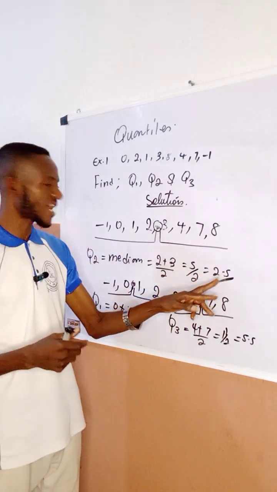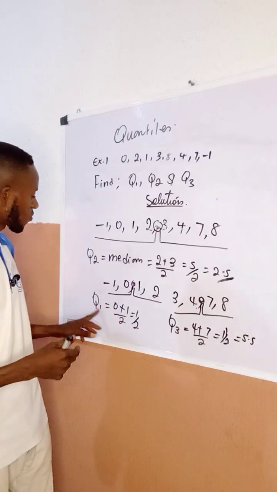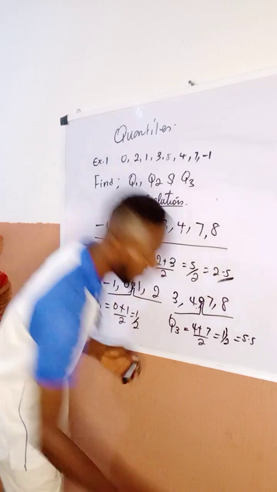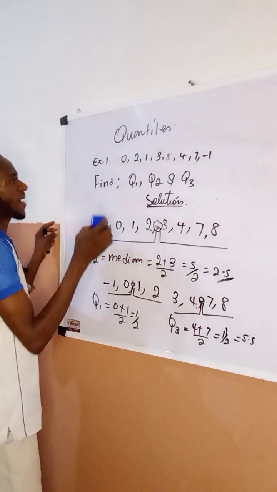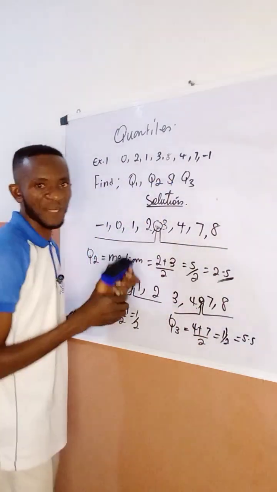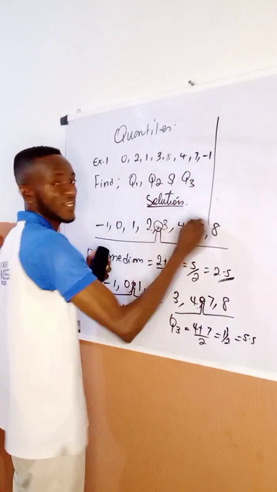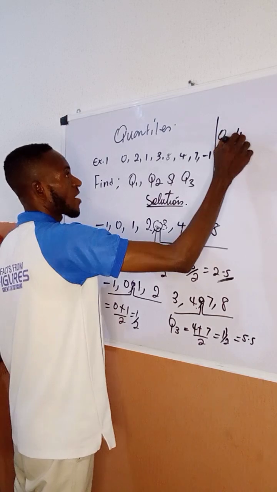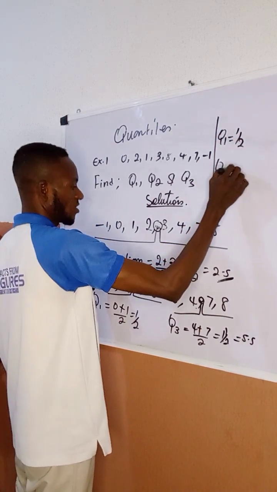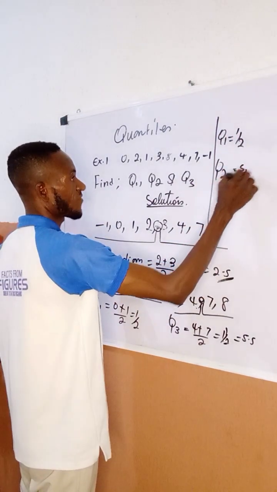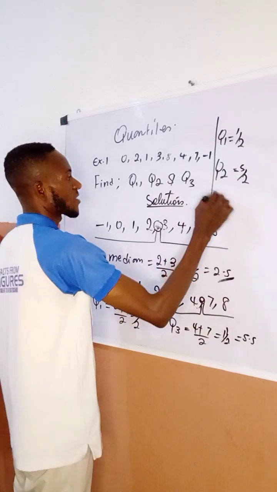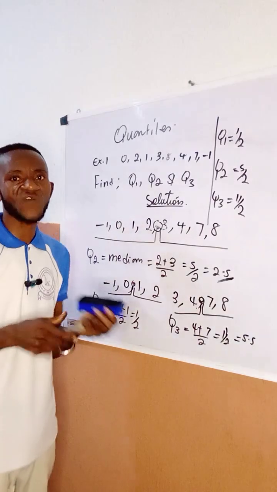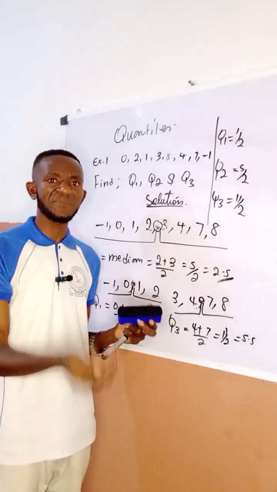So this is how to remember this particular thing. The value we have for median is 2.5. The one we have for Q1 is what? 1 over 2. The one we have for Q3 is what? 11 over 2, or 5.5. So let me report the values that we have here. We have that our Q1 equals 1 over 2. My Q2 equals 2.5, which is 5 over 2. And then my Q3 equals 11 over 2.